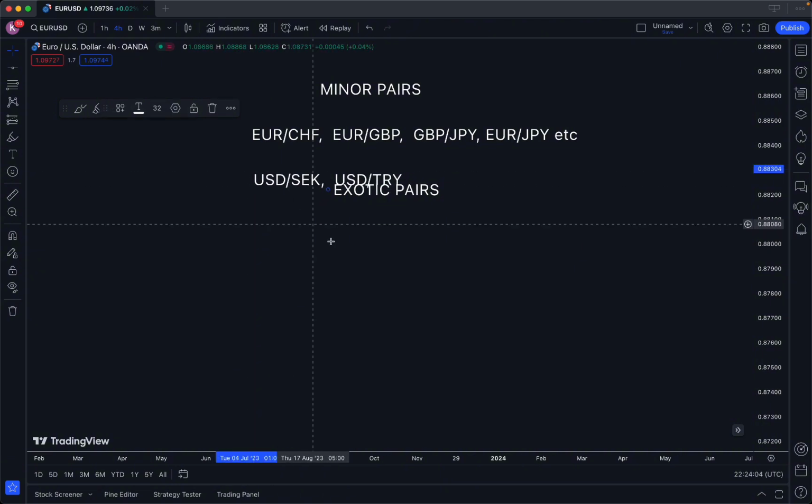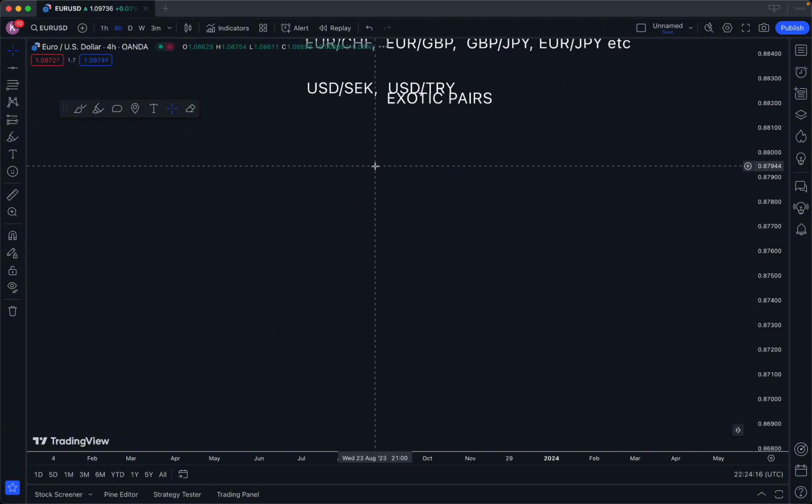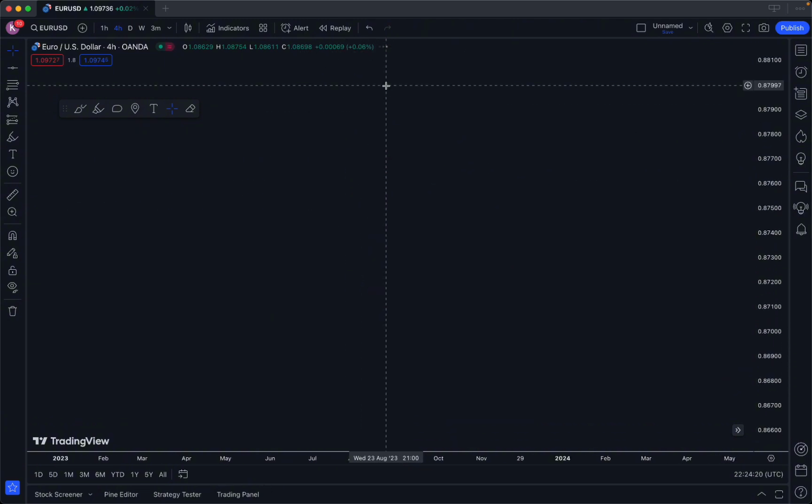Okay, now you know about the currency pairs. Let's talk about the pip values, the pip difference, and how to calculate the lot size of the currency pairs. A pip is the smallest price move a given exchange rate can make.